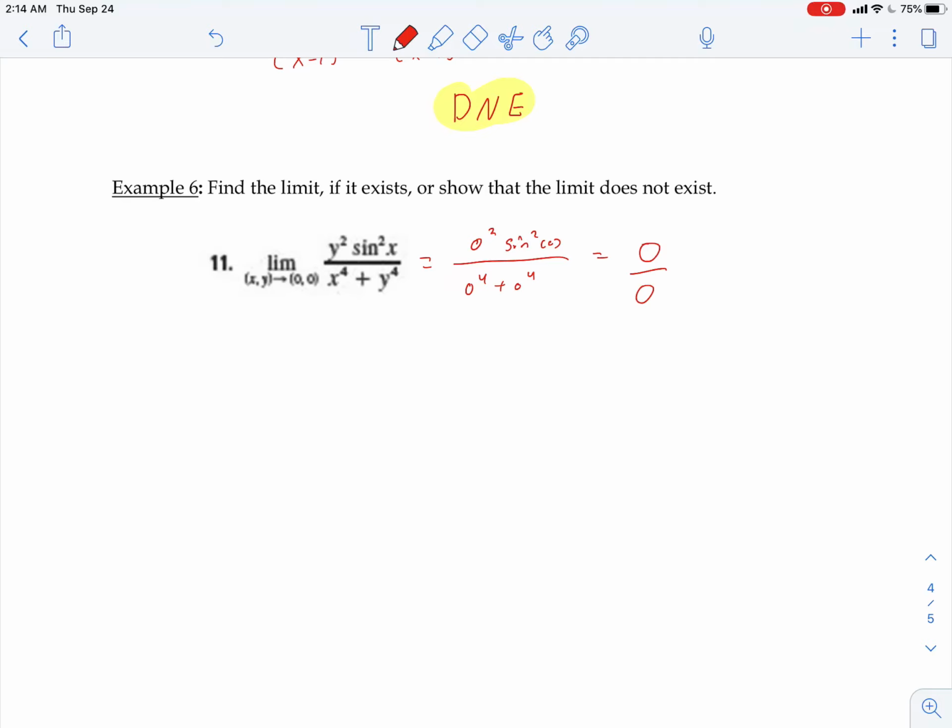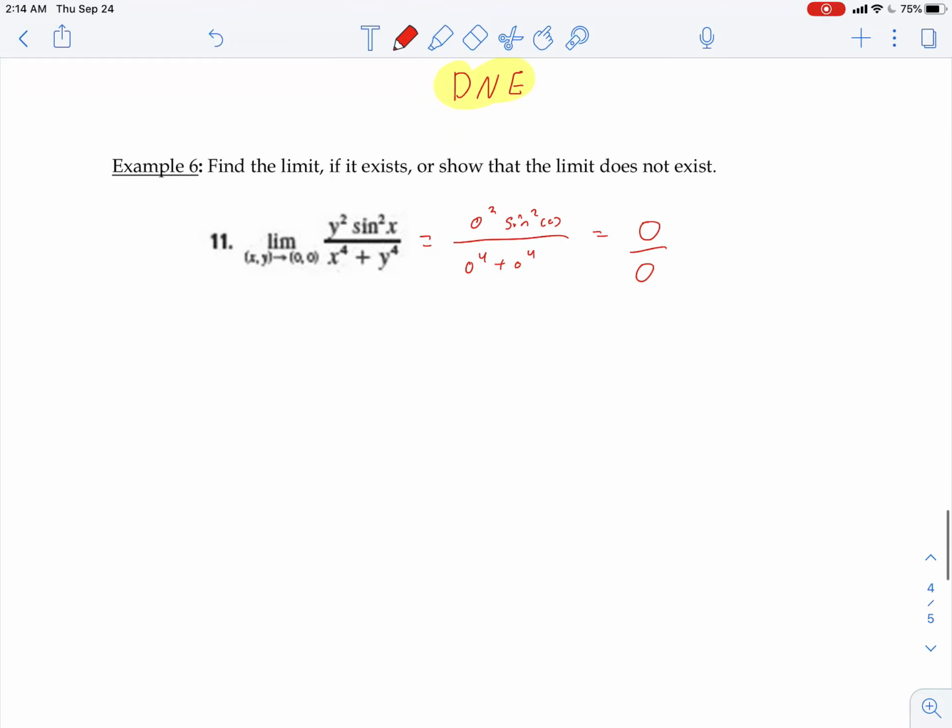So now what I'm going to figure out is, okay, I'm approaching 0, 0, but let's see if we're approaching from different values. So I'm going to go ahead and choose the x-axis. So we're going to approach 0, 0 along the x-axis. So that means we're going to have f of x, 0.